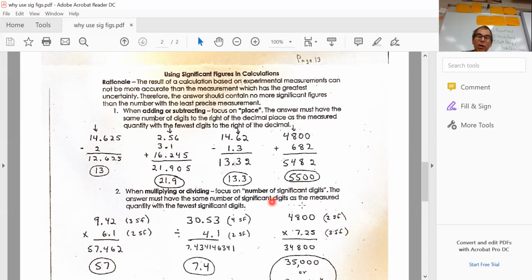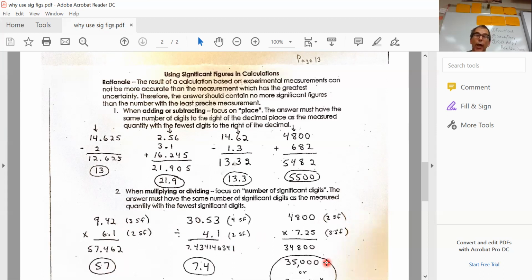When you multiply and divide, it's similar. You always look for least precise, but instead of looking at place like we did up here, you count the number of significant digits. This has 3, this has 2. My final answer would have 2 because 2 is less precise. 4 and 2 significant figures, final answer has 2. Remember, this one only has 2, this one has 3. Final answer would have 2.